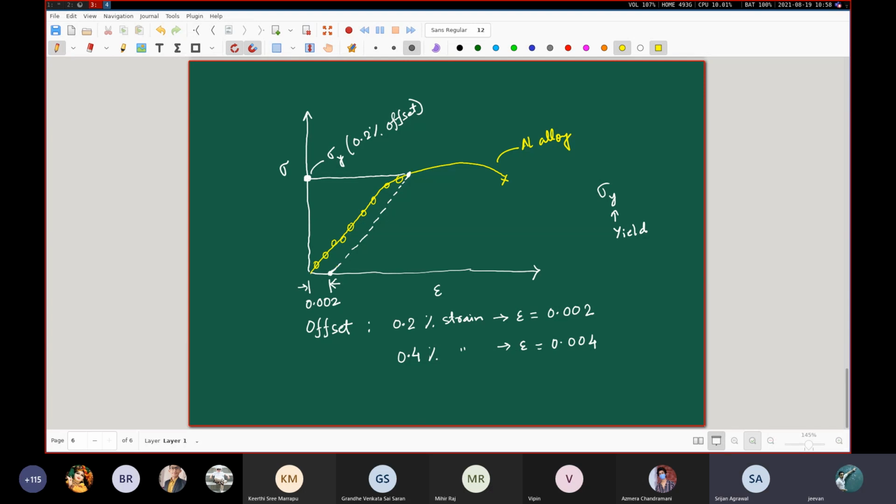Okay, however, if you are choosing this kind of an offset method, sure, you are losing some sort of fidelity or faithfulness with the physical reality, but there is a lesser chance of getting widely different values of these yield stresses. I hope I have made myself clear.